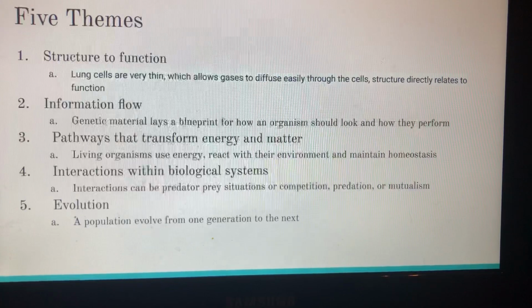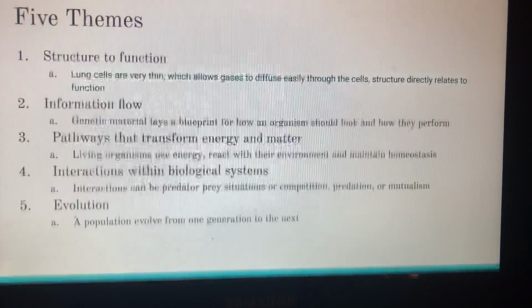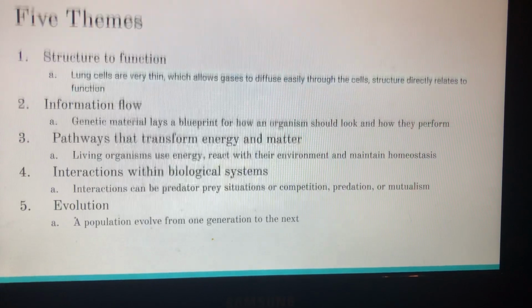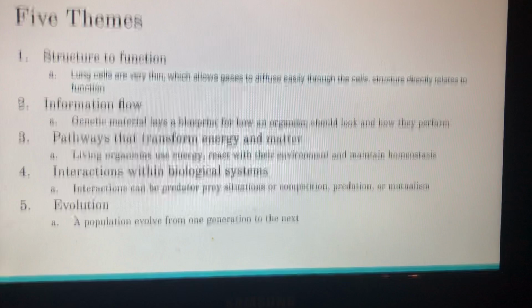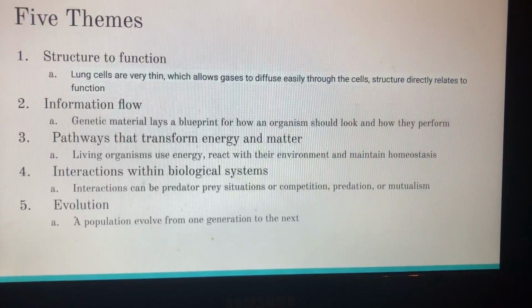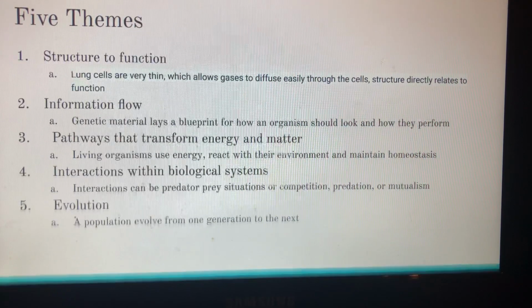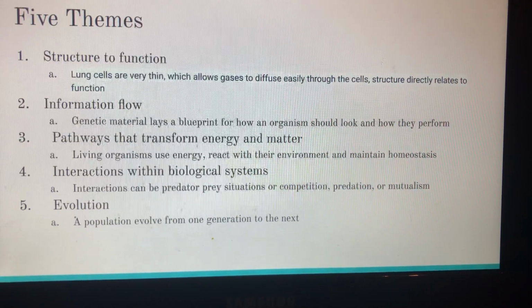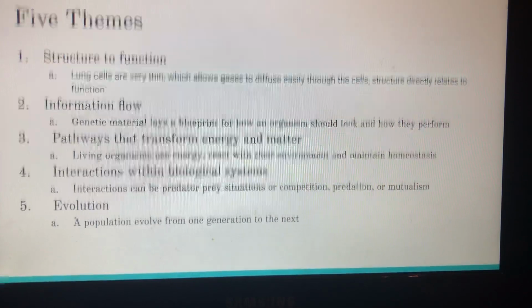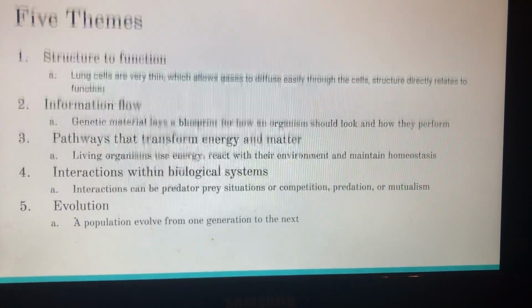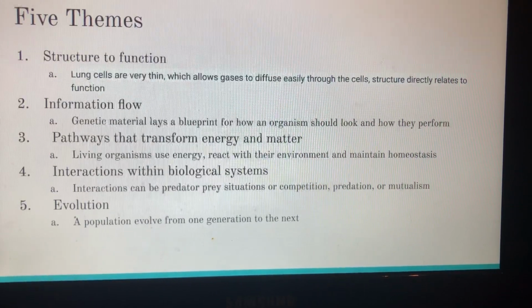Our third one is pathways that transform energy and matter. An example being living organisms use energy, then react with their environment and maintain homeostasis. The fourth theme is interactions within biological systems. Interactions can be predator-prey situations or competition, predation, or mutualism. Our fifth theme is evolution, and this is when a population evolves from one generation to the next.